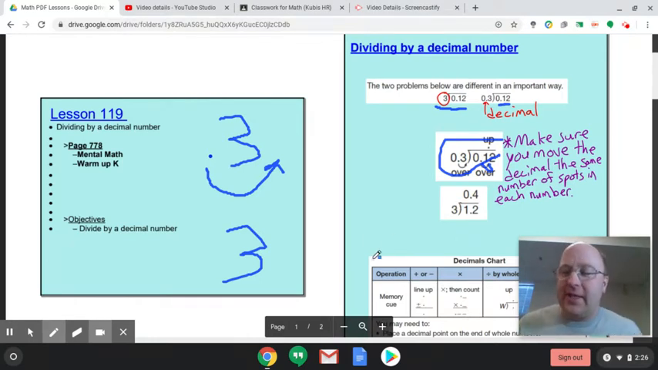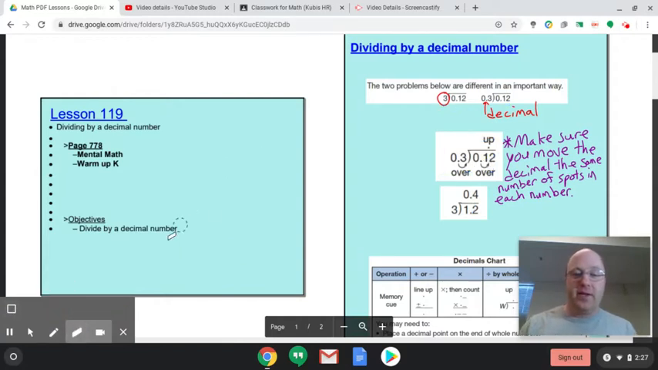And then we do it just like we did with dividing decimals. This decimal goes straight up. First thing you do, move it straight up. And then you do your long division as usual. So that's really all there is to it. Dividing by a decimal number just adds that one little step of trying to get rid of your decimal.